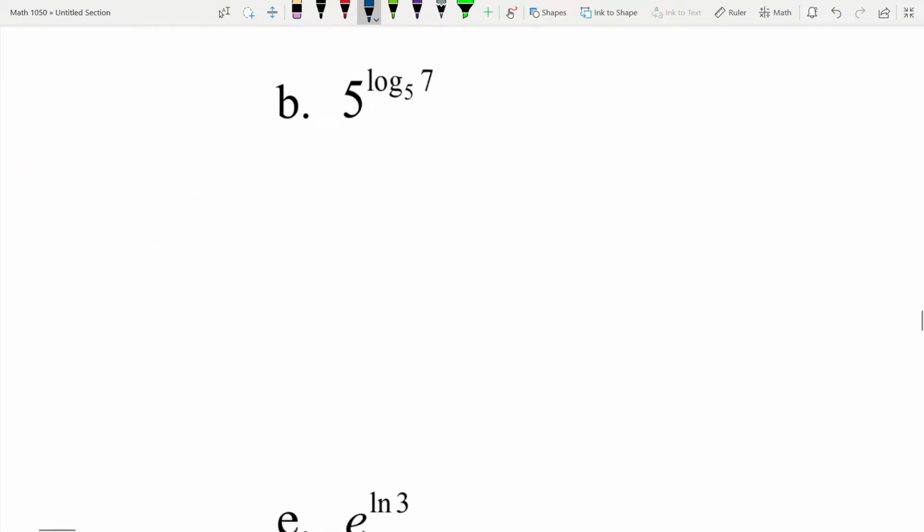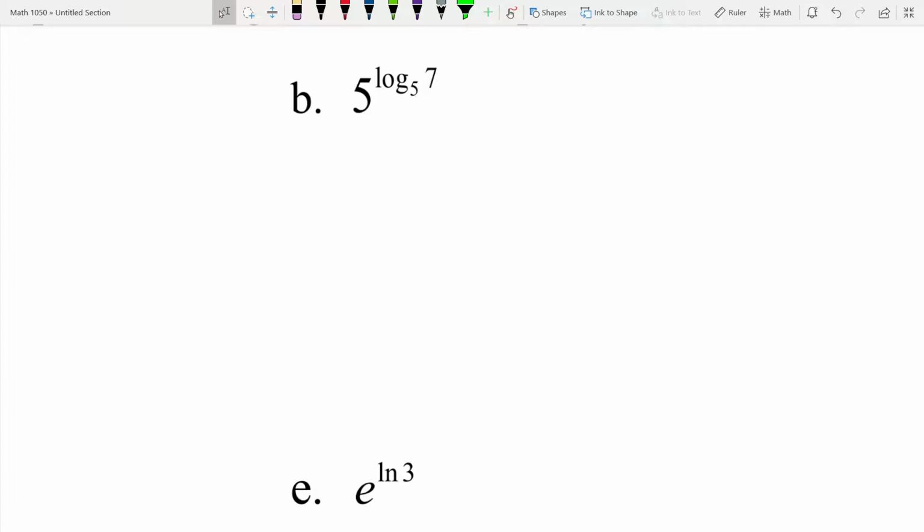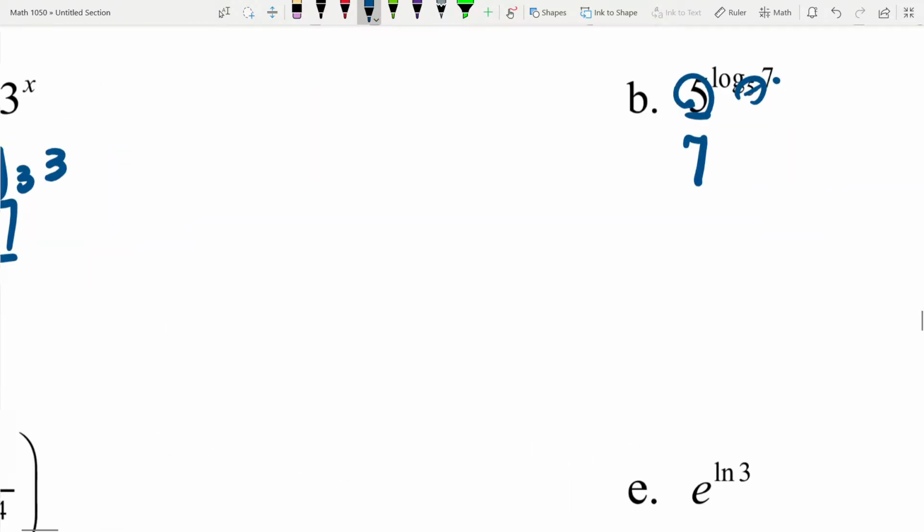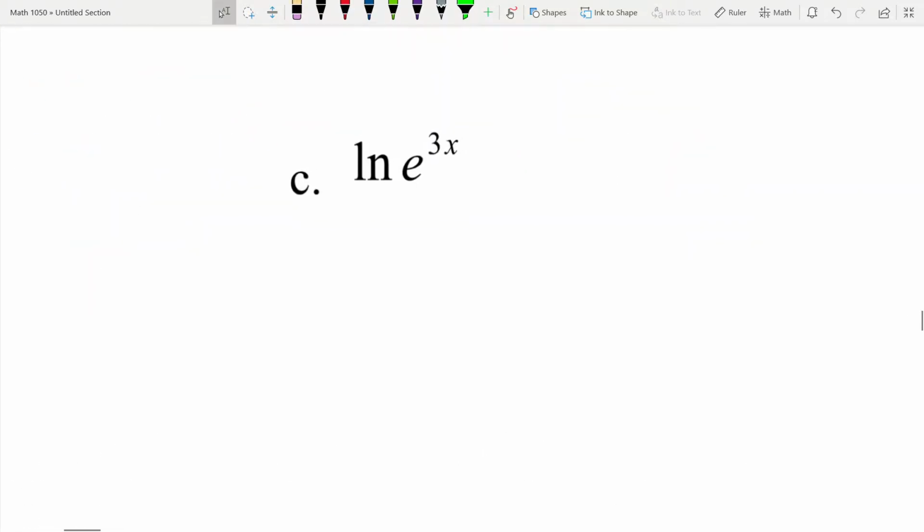Okay, question B, there's literally no work to show on this. What's the answer, everybody? Just 7, because this 5 is raised to the log of the same base. Those match, so your answer is just a 7. Okay, part C. ln.